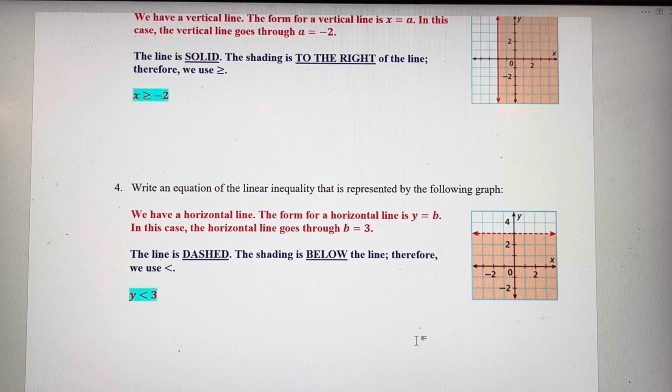So that's 4 different types of problems you could use to write linear inequalities, okay? So refer back to these as you're working on problems on this topic.